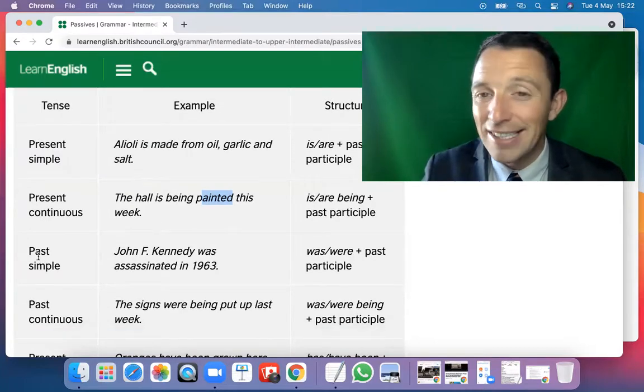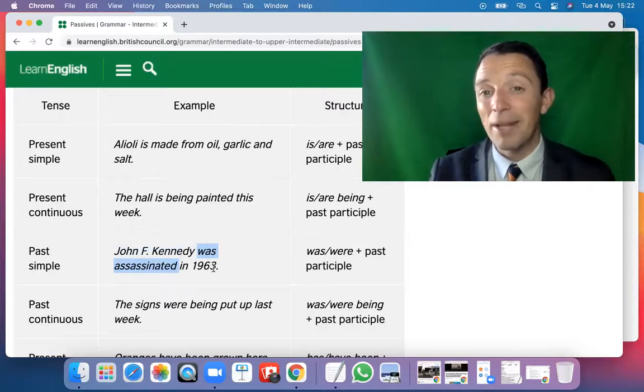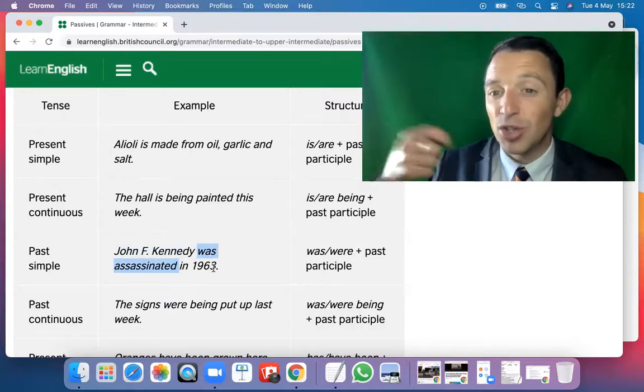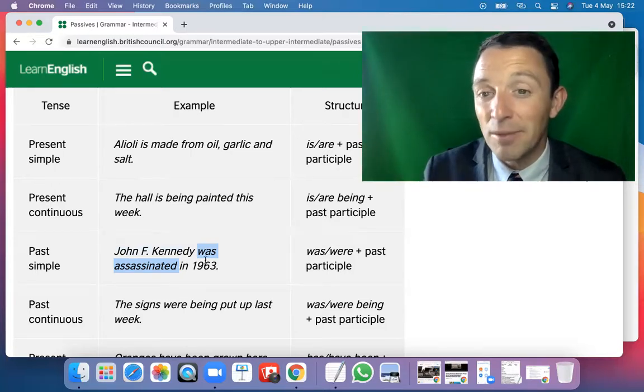The past simple in the passive: you have the verb to be in the past plus the participle. So John F. Kennedy was assassinated in 1963. So that's a really good example. Again, it's not necessary to say who the person is that has done the action. That's the big part of the passive that's important.